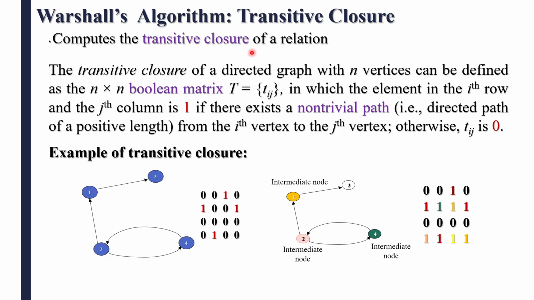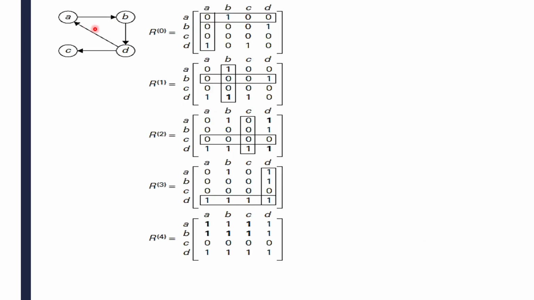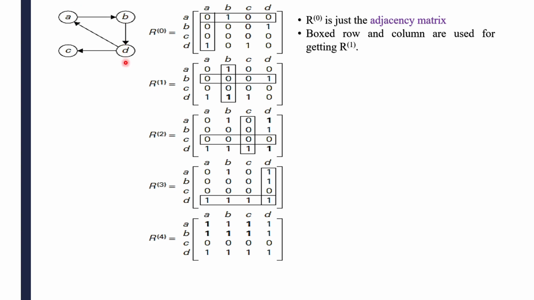Now let's see how we'll get the transitive closure for a given graph with the help of Warshall's algorithm. So this is the working principle of Warshall's algorithm. Let's see the illustration of Warshall's algorithm. So this is your given graph. Now my aim is what? I have to find the transitive closure for this given graph.